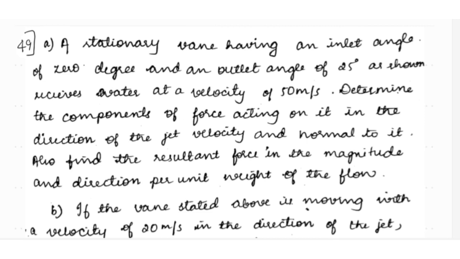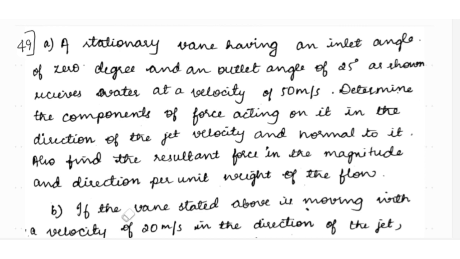A stationary vane having an inlet angle of 0 degree and an outlet angle of 25 degree receives water at a velocity of 50 meter per second. Determine the components of force acting on it in the direction of jet velocity and normal to it. Also find the resultant force in magnitude and direction per unit weight of flow.